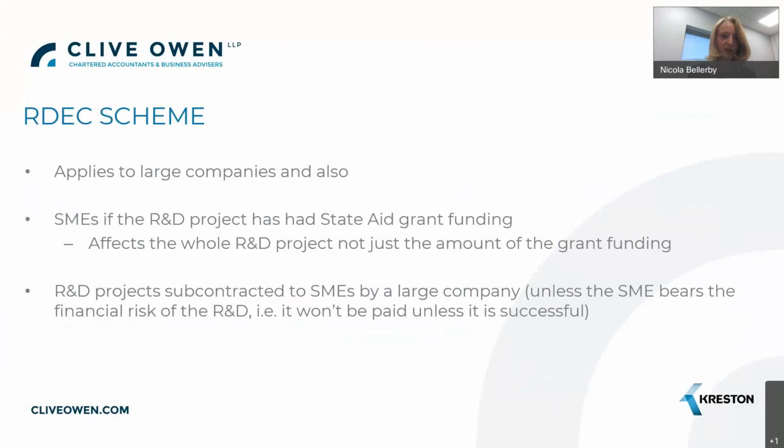That's what that's about. So the RDEC scheme, as I say, applies to those large companies, and that's ones that are not SMEs. And it also applies to SMEs if they've had state aid grant funding, so notifiable state aid in this context. And it applies to the whole of the R&D projects. Sometimes it's not so good to claim a grant in these situations, so another thing to watch out for. And it also applies to an SME if R&D projects have been subcontracted to it by a large company. But it's still worth looking at, it's still worth claiming.